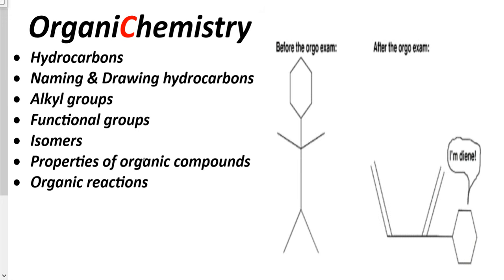Today we are going to talk about organic chemistry. In this video, we are going to talk about hydrocarbons and how to name and draw hydrocarbons. It is important for us to know that in organic chemistry, the most important element is carbon.